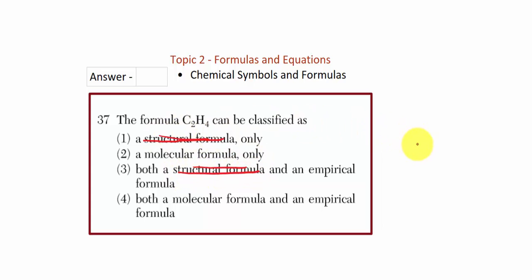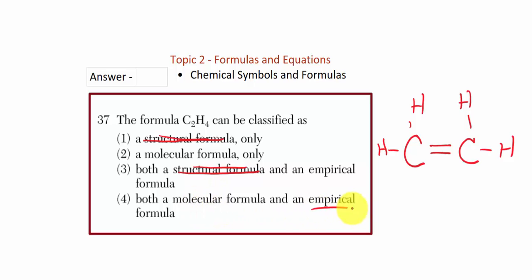A structural formula would have this appearance. We would have our 2 carbons, in this case that'd actually be a double bond, and you would see all of the atoms represented and showing connections using dashes for the bonds. So it's not a structural formula. So it's a molecular formula.